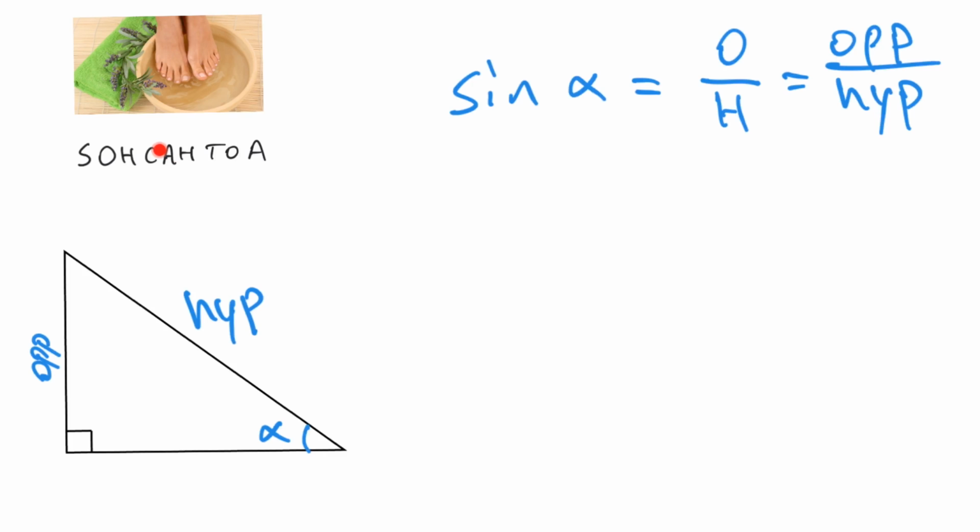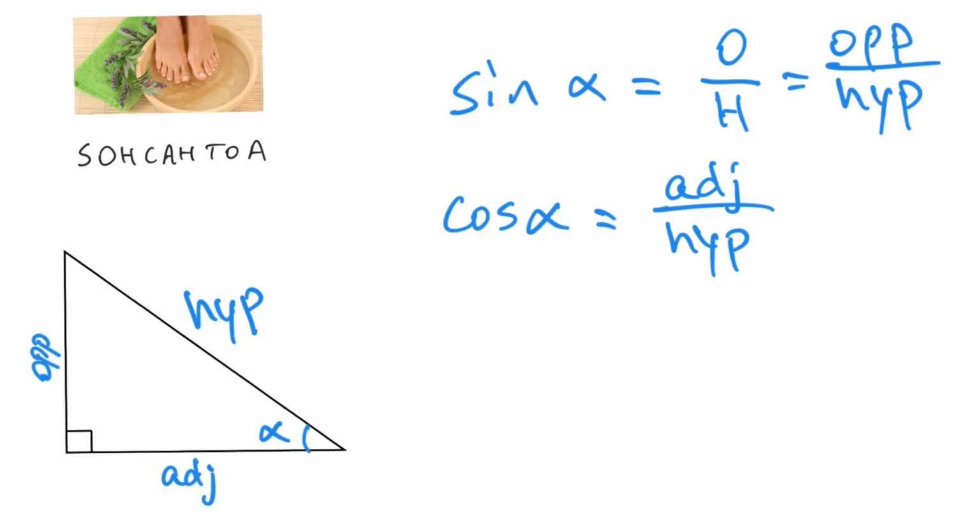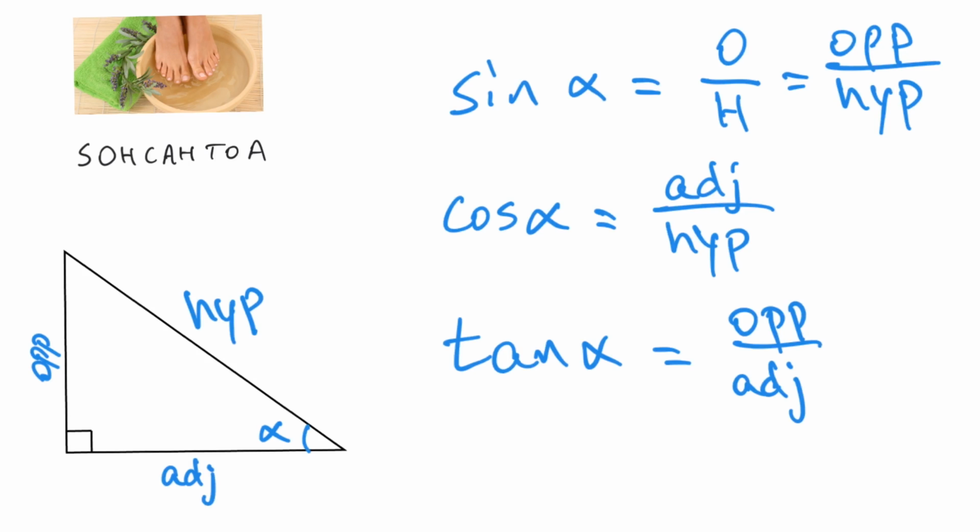The second part, CAH, is pretty similar, but it's cosine of this angle is equal to adjacent over hypotenuse. So now it's not the opposite side, but the nearest side divided by the hypotenuse. And the third part, TOA, is the tangent of this angle is equal to opposite over adjacent. And that's pretty simple. Now, if we wanted to do this for the other angle, we'll call it beta, we would just flip the sides. So then this side would become opposite, this side would become adjacent, and the hypotenuse would obviously stay the same. So that's it. It's pretty simple.